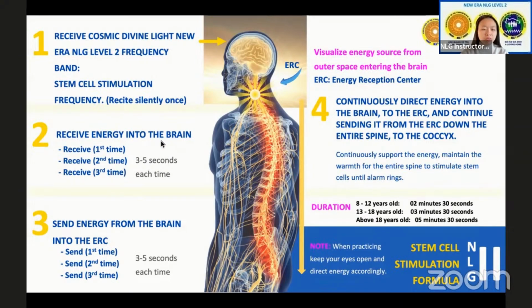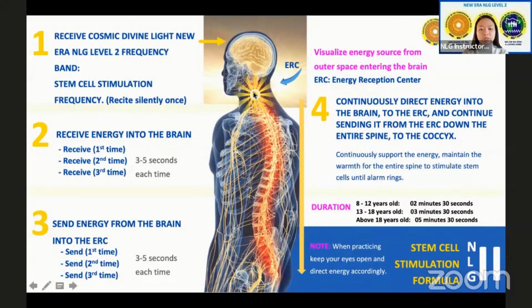Step 2, receive energy into the brain. Pay attention to this verb, everyone. Say receive, so this is exactly what you're going to do. What it means is that you visualize energy from outer space entering the brain. So receive energy into the brain, receive first time, receive second time, receive third time. And of course, you need to wait 3 to 5 seconds in between each time you receive, as instructed here.